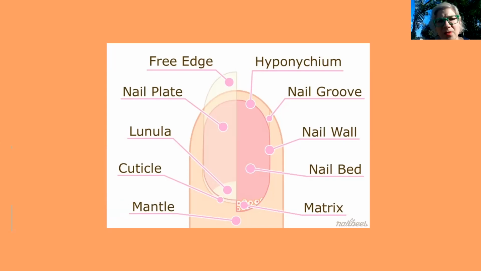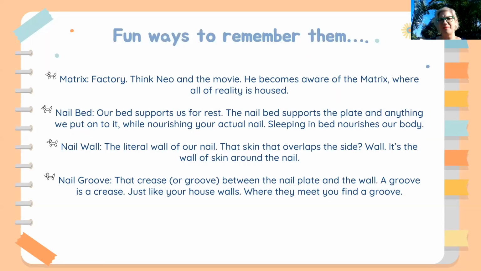Now, that's all fine and dandy, right? Because you can sit here and try to memorize this, but we need some creative ways to remember these things. So I don't know if these will work for you, but we're going to try. All right. So we start with the Matrix. It's the factory. So I think of the movie The Matrix and thinking of Neo.